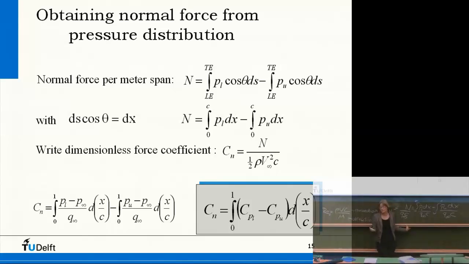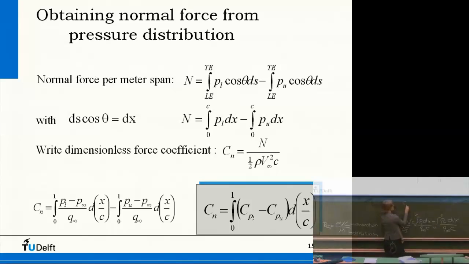So you can do whatever you like. You can take the C outside, then you get the form Cn is 1 over C, integrating from 0 to C, PL minus Q infinity dx, minus 1 over C, integrating from 0 to C, PU over Q infinity dx, right?